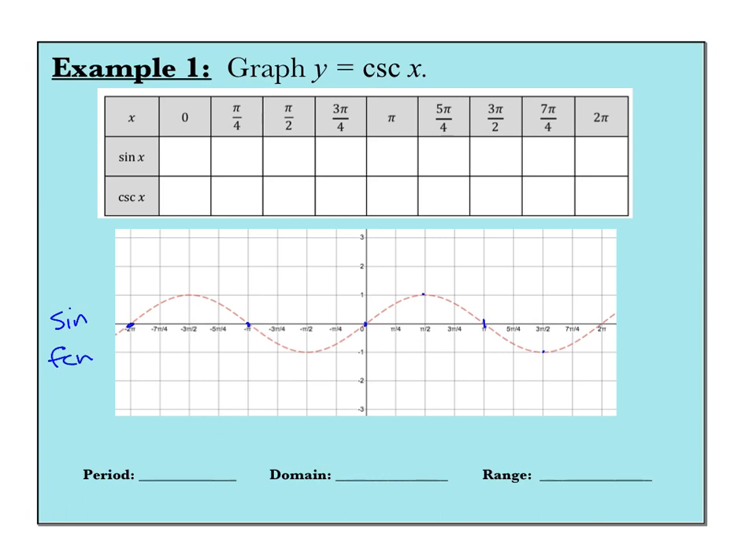So if I just go along, at 0, I'm at 0. At pi, I'm at 0. At 2 pi, I'm at 0. Pi over 2, I'm at 1. 3 pi over 2, I'm at negative 1.